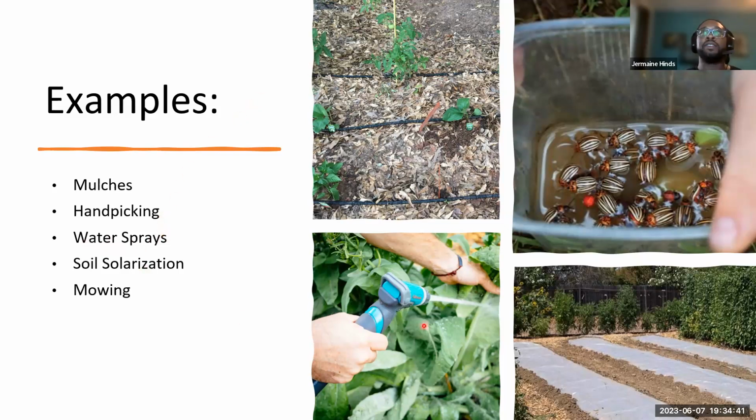Water sprays for certain, some of those immobile insects that have a harder time getting back to the plant after you spray them off. Water sprays may be effective. In some cases in the soil where there's soil-borne pathogens, you can put down landscape plastic to do soil solarization, where it heats up the soil to kill pathogens. And then there's mowing to knock back any weedy plants or things that you don't want there.